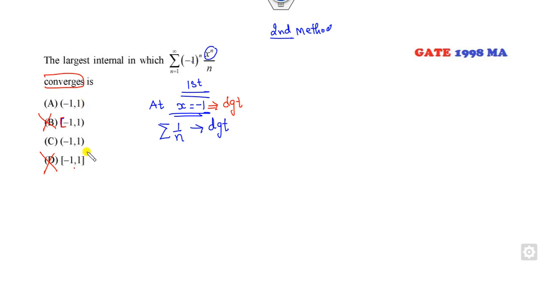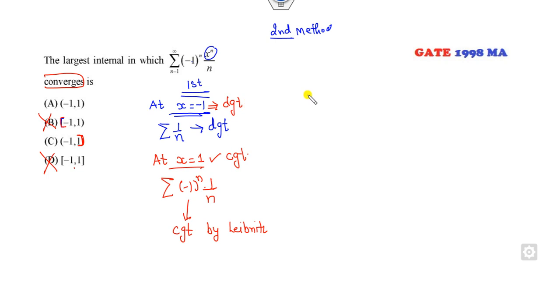Fine. Now these two options are the same. I think one may be the closed interval. Now you can check at x equal to plus 1. This series is minus 1 raised to power n over n. Is this series convergent? Yes, by using the Leibniz test. So at x equal to 1 it is convergent. Therefore the series is divergent at minus 1 but convergent at plus 1. So this is the right answer, because it is an open interval at one end but the closed end is also convergent. So the right answer of this problem is here.